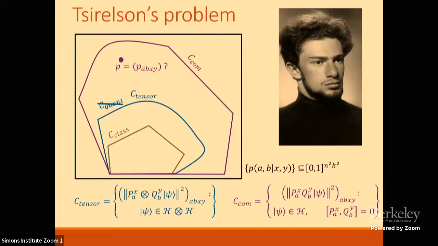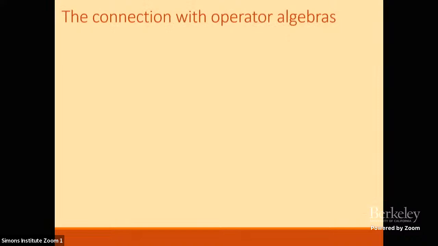Until in the 90s, there was a very surprising connection that was established between this problem and some problems that had been open in the theory of operator algebras, so in mathematics, for decades. And this connection suddenly gave more importance to Tsirelson's problem. So I'm going to do a tiny bit of mathematics now to explain the mathematical angle. For that, I have to go back to the 1930s a second time. There'll be a third time a little bit later.